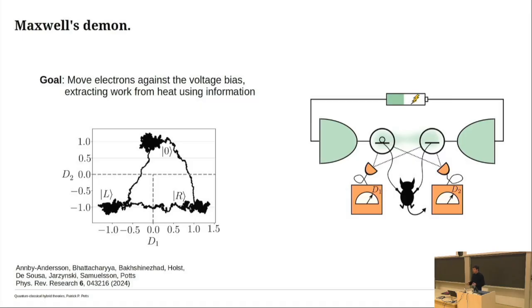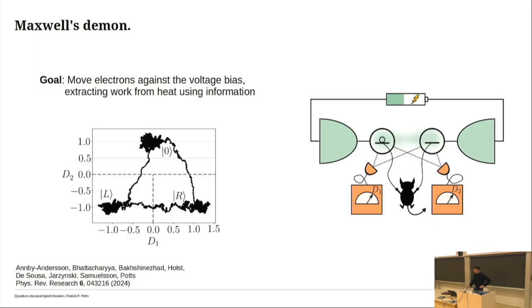So here we want to make charge measurements of the quantum dots. We want to measure if there are electrons or not with these 2 detectors illustrated here. And then based on this measurement outcome, we're going to move the energy levels of these quantum dots in a way that the electrons are forced against the voltage bias, so that we actually are charging the battery, which seemingly violates the second law of thermodynamics.